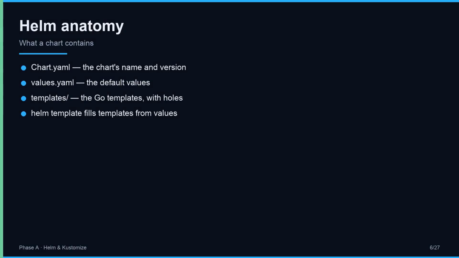A Helm chart has 3 parts worth knowing. Chart.yaml holds the chart's name and version. Values.yaml holds the default values. And a folder called templates contains the Go templates, full of holes waiting to be filled. When you render, Helm reads the values, pushes them into the templates, and outputs plain Kubernetes YAML. Anything you can express in a template, you can express here: loops, conditionals, defaults.